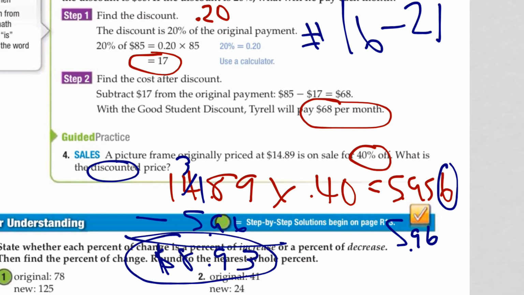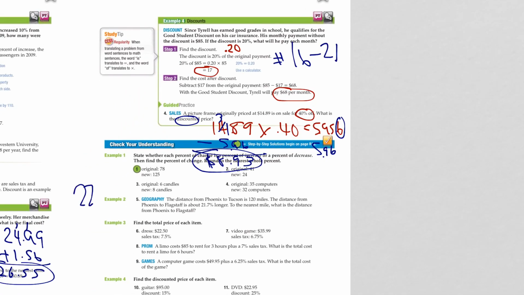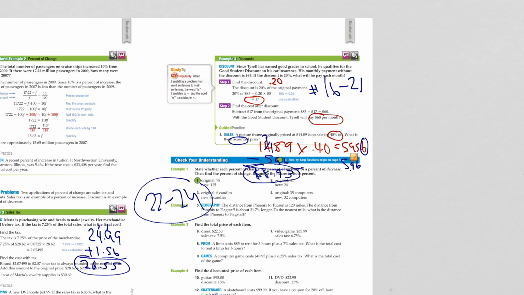All right. Now notice on your worksheet, though, we also have 22 through 24. That one's different. This one, we're combining example 4 and example 3. You have to do a discount and then do the tax. So you're going to tax after you do the discount.